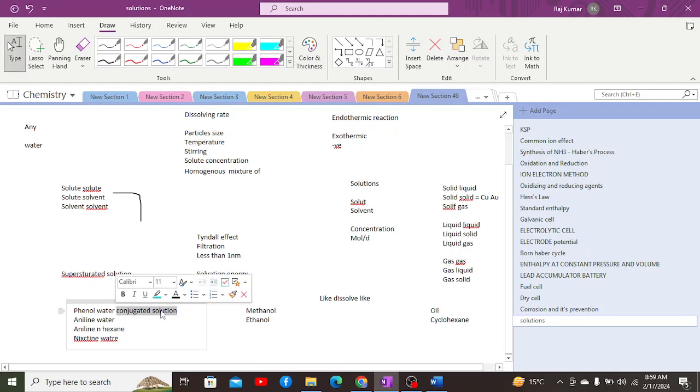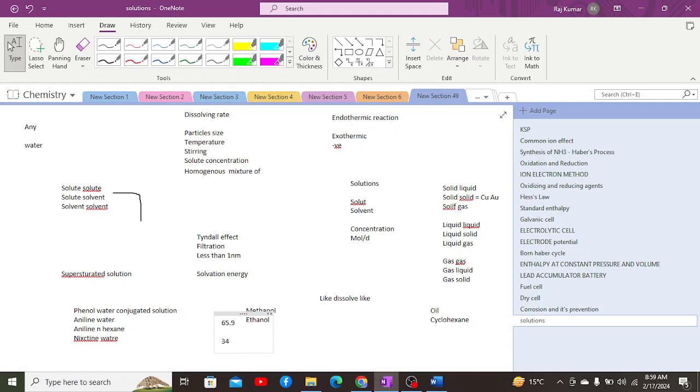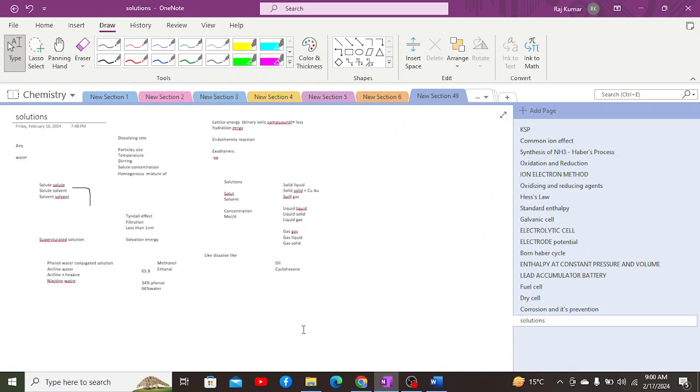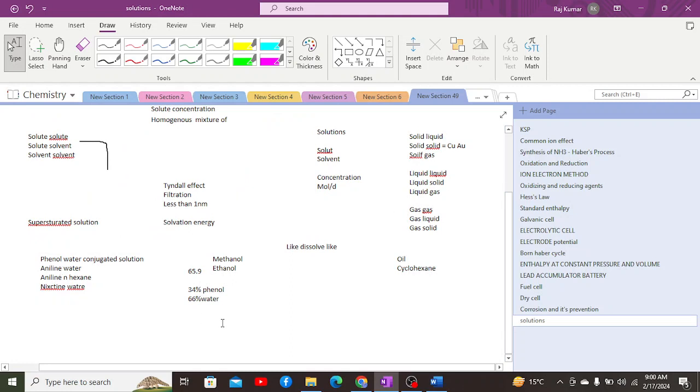the conjugated solution will gradually dissolve, and at 65.9 centigrade both of the layers will contain 34% phenol and 66% water. So at that moment, both of the layers will have equal concentrations, due to which they will be identical. And on heating above 65.9 centigrade, the two conjugated solutions will merge into a single solution, which would be the saturated solution, and that would be considered as complete miscibility.